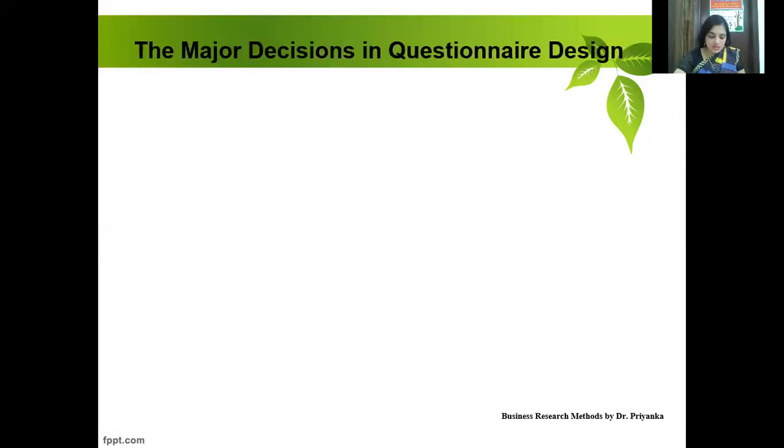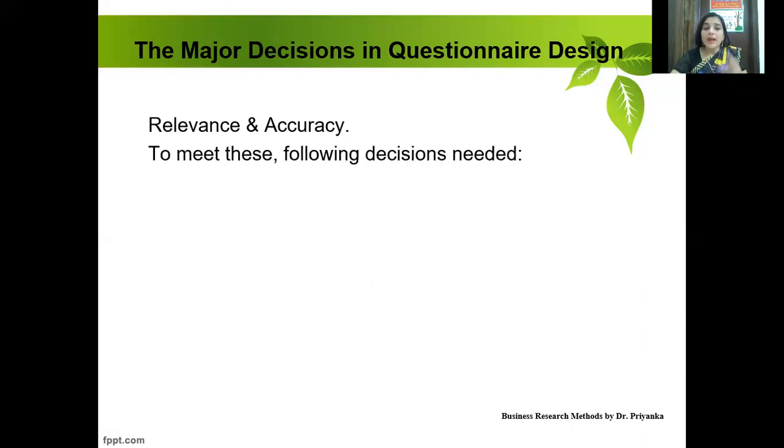Among the major decisions in questionnaire design, let us discuss them. These are relevance and accuracy. If the questionnaire is not relevant or it is not accurate, then the whole process is going to be in vain. So this is very important, and to meet these, the following decisions are needed.